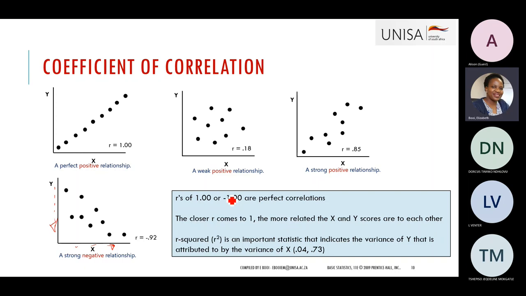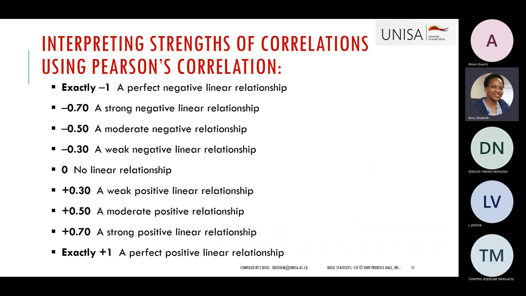And R takes a value between 1 and negative 1, or negative 1 and 1, which we call the perfect relationship. As the value comes closer to 1, we say they've got a relationship. Another way of interpreting your correlation is based on the scale. If it's 0.69, you will say it's a moderate relationship, whether it's negative or positive, because it can take a negative or a positive value. If it's zero, it means there is no relationship. Therefore, the dots are scattered all over. You cannot tell whether when X is increasing, Y is increasing or decreasing, because the dots are just lying all over the place.